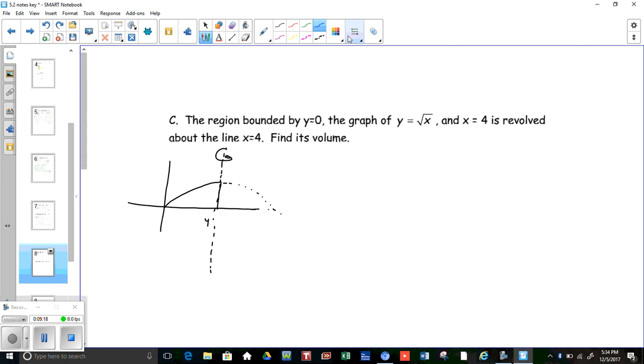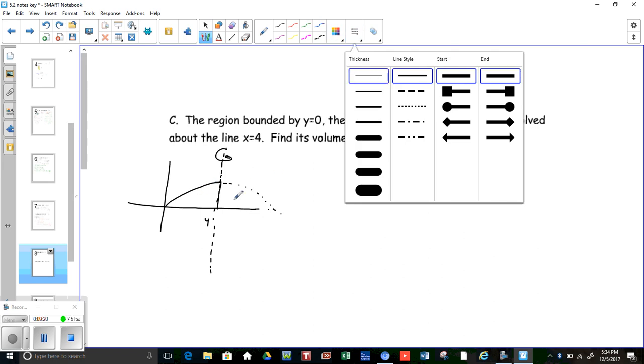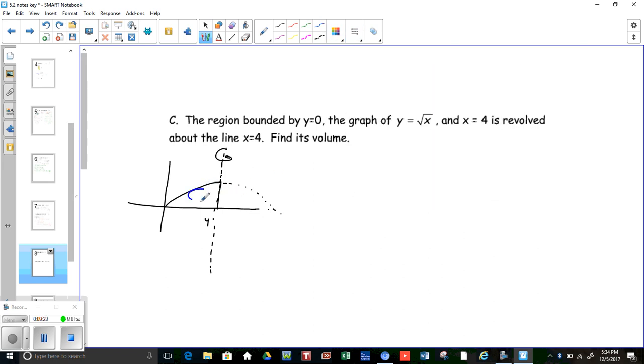So my representative circle here is going to look like this. Because here's the center, here's the axis of revolution, and my radius actually goes from here out to here. So this is the interesting part. This is the radius. But remember that a function is measured from here to here. And I am doing this revolving it around a vertical, so I'm going to solve this again for x. So x is going to equal y squared.